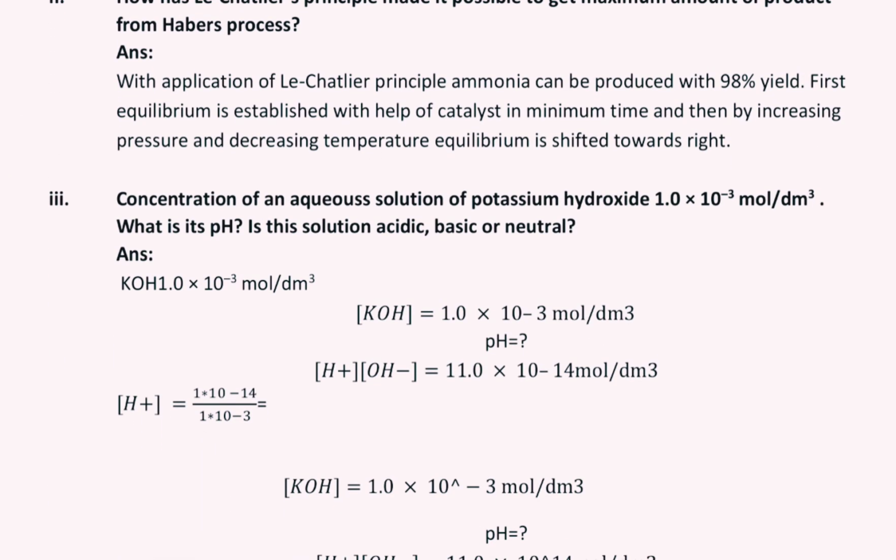So the next question is, the concentration of an aqueous solution of potassium hydroxide is given to you. You have to calculate the pH and tell whether your solution is acidic, basic, or neutral. First of all, it is potassium hydroxide, so we know it's KOH, so the hydroxyl ion is given there. So the hydroxyl ion is given to you, so you can calculate pOH, right? So negative log of hydroxyl ion. If you take the negative log of 1 into 10 to the power minus 3, what does it give you? It gives you 3, right?